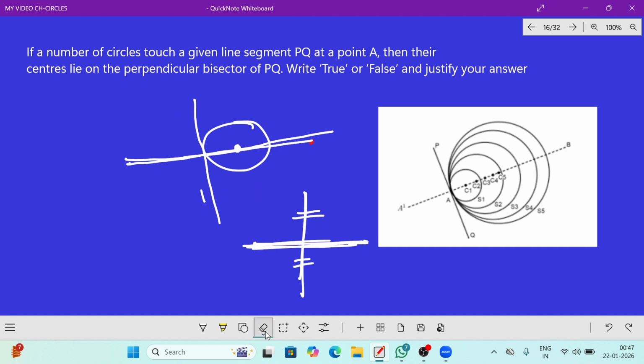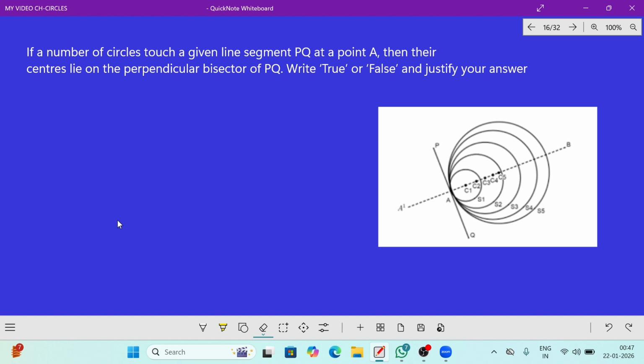So we have to prove that. So what we are going to do now, we just write solution.